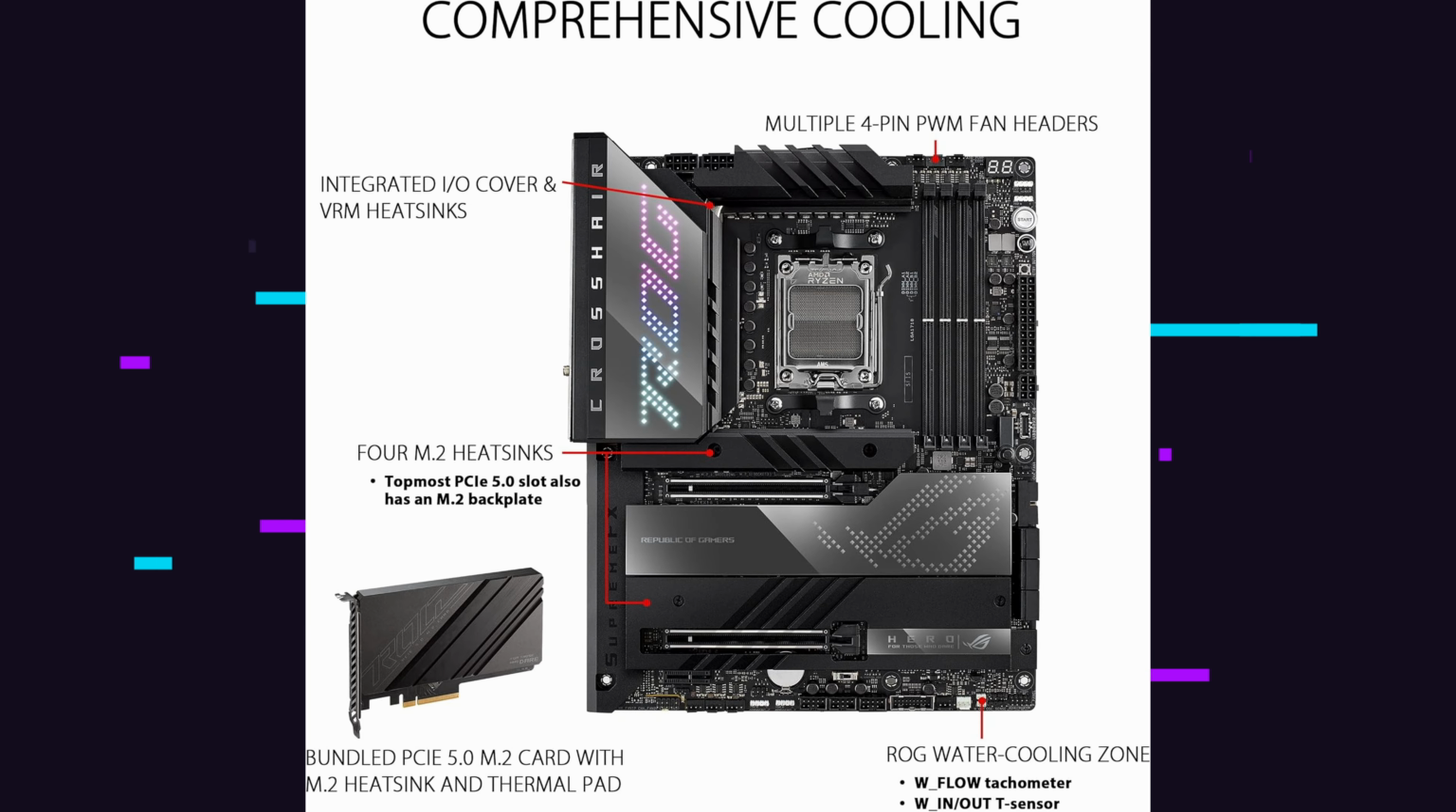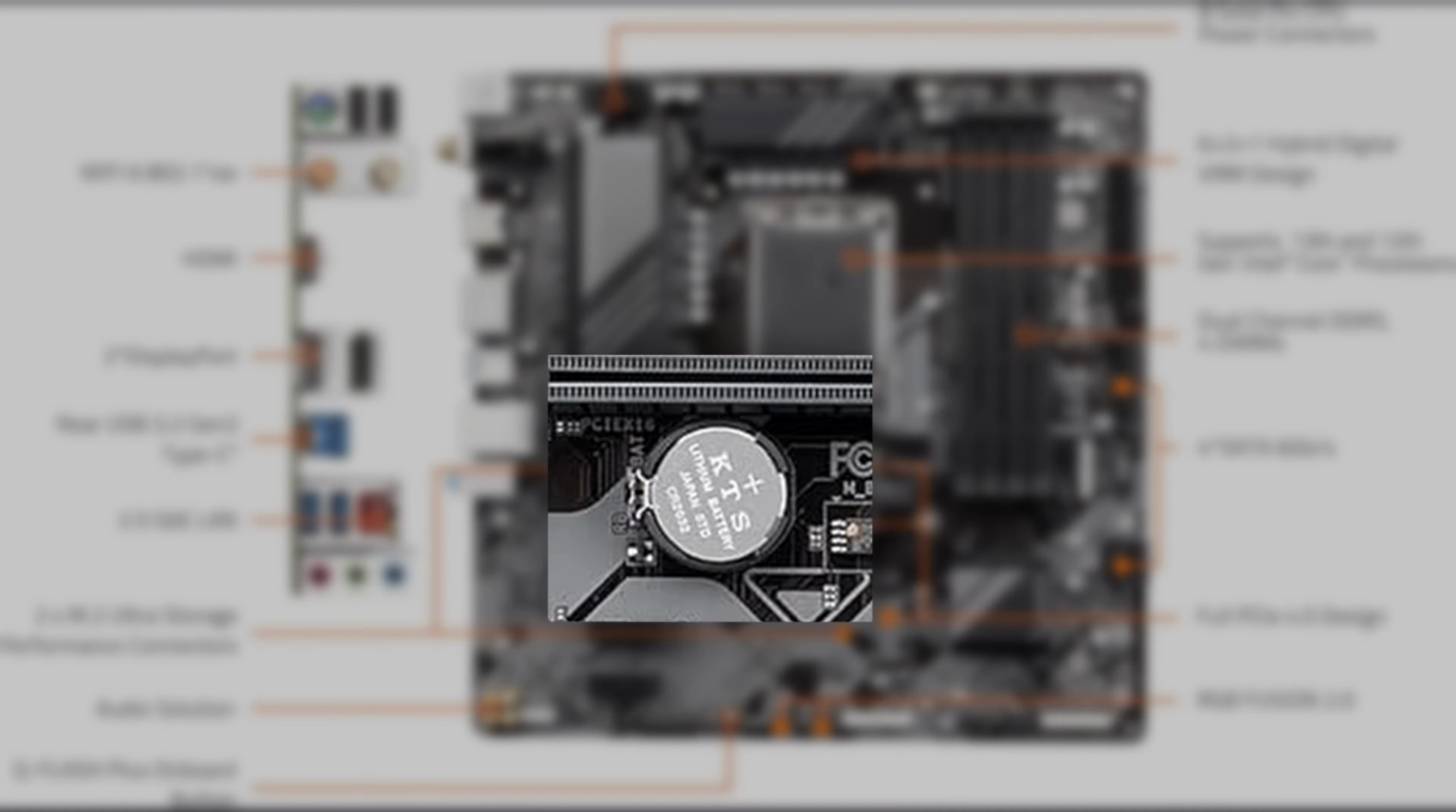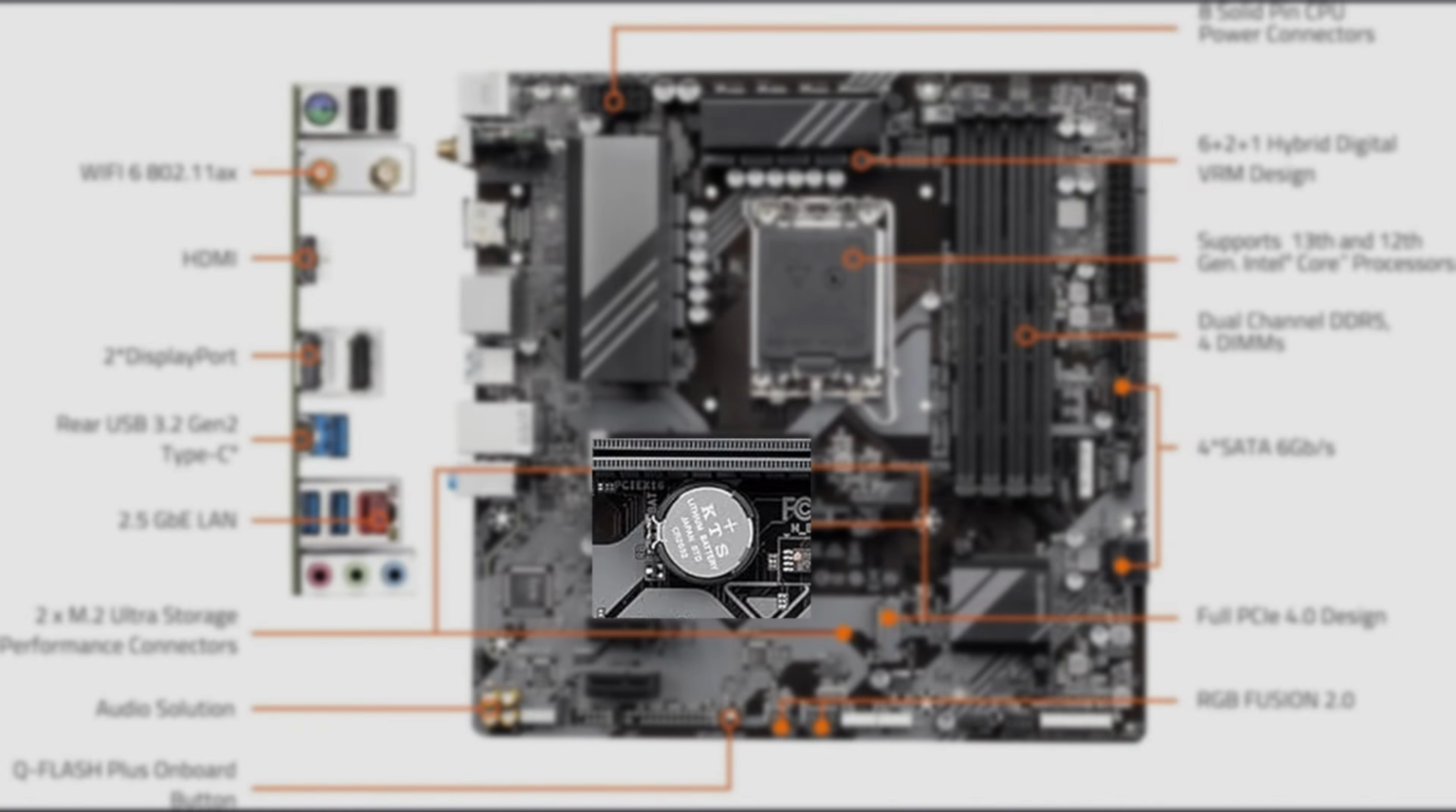Then we have cooling headers. These are for connecting case fans, CPU coolers, and liquid cooling pumps. Last, we have the CMOS battery. This is a small battery that powers the BIOS or UEFI firmware to help retain system settings like date, time, and boot order when the computer is powered off.